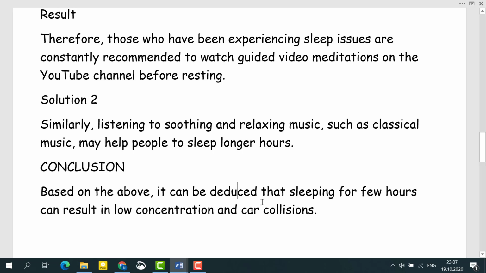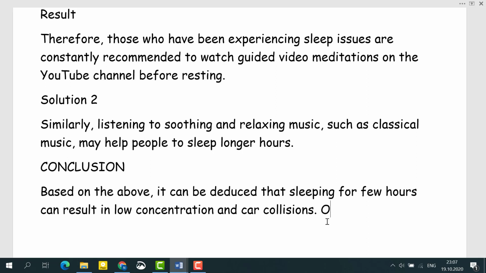Okay, and then sleeping for a few hours. So here I am writing few, not a few. Few means very, very few. Let's say only 1, 2, or 3 hours. A few means 5 or 6 hours. Okay, so few hours can result in low concentration. So this is our first problem. And car collisions, this is our second problem. So instead of writing the phrase car accidents, I decided to write the word car collisions instead.